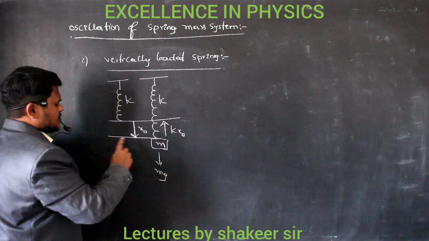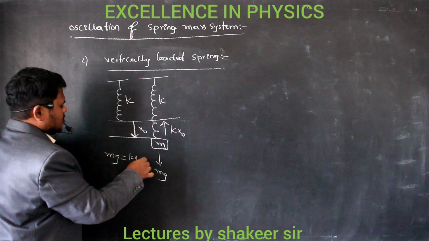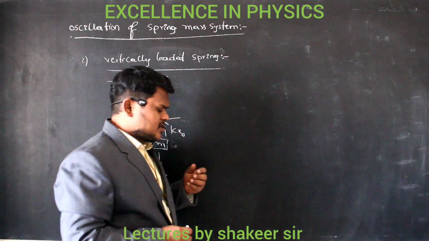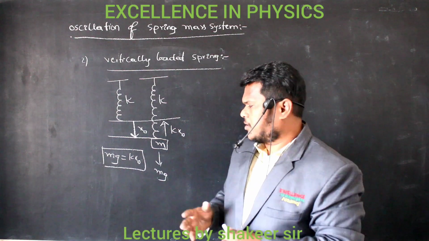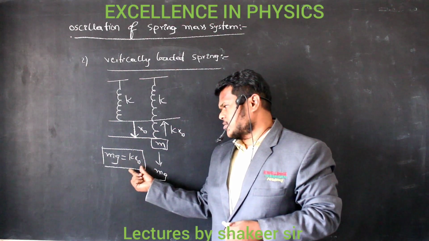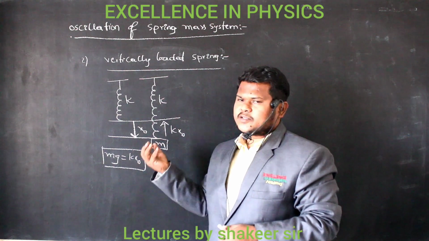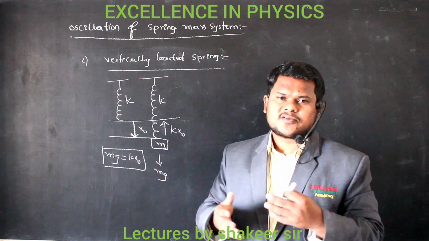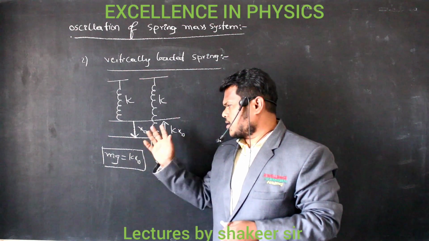Definitely these two are balanced. So definitely I can say mg is equal to Kx naught. Clear? And this relation is always satisfied, whether the spring is at rest or oscillating, whatever it may be. So mg will be equal to Kx naught. The weight of this body is pulling this spring downwards, and the restoring force Kx naught is pulling this body upwards. That is the restoring force developed in this spring. Are you able to understand? So these two are always balanced.